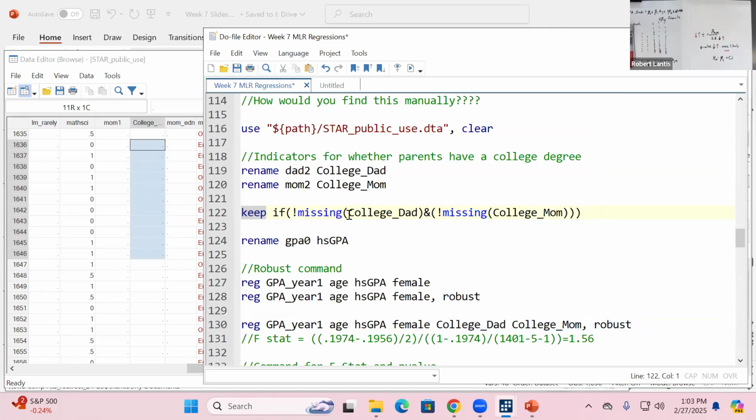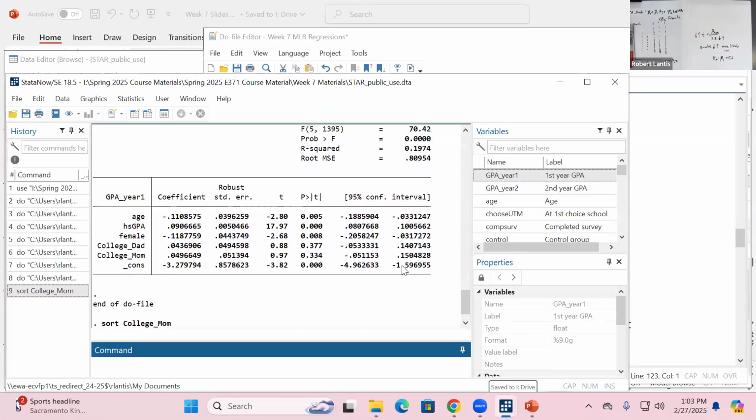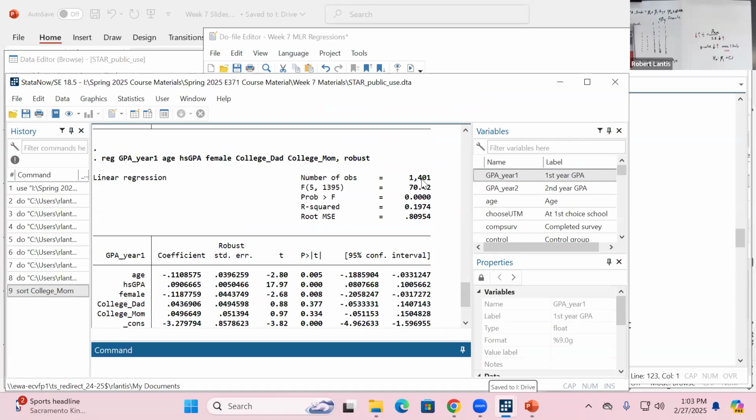So what were the variables giving me issues? These college ones. I only want to keep the observations if I'm not missing that college dad variable and I'm not missing that college mom variable. Okay? So what this will do, if we go back here, is that I should now end up with just the sample where I had information on whether the parents went to college.